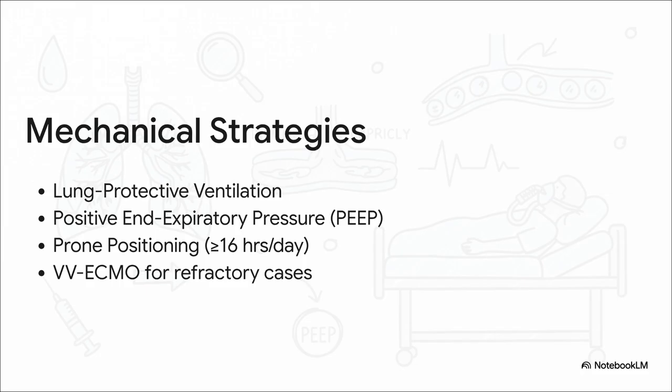We also use PEEP, or positive end expiratory pressure, to keep those alveoli from collapsing at the end of every single breath. When that isn't enough, we physically flip the patient onto their stomach, prone positioning, for at least 16 hours a day. This takes the crushing weight of the heart and abdomen right off the lungs. And in the most extreme refractory cases, we bring in VV ECMO. It's literally a machine that bypasses the lungs entirely to oxygenate the blood outside the body.